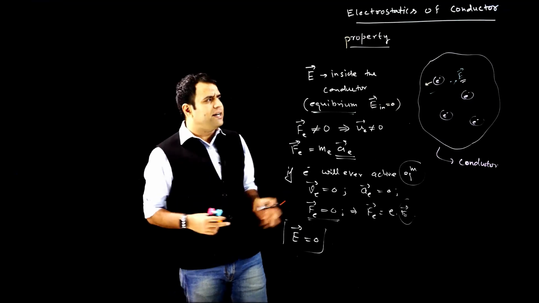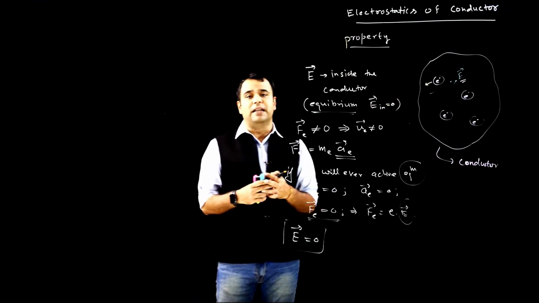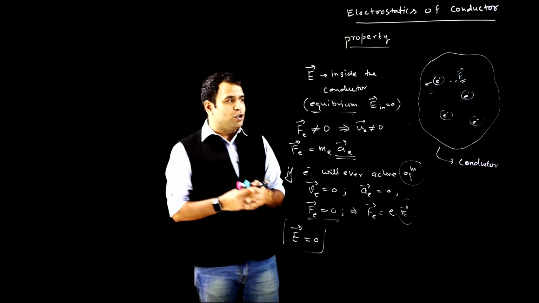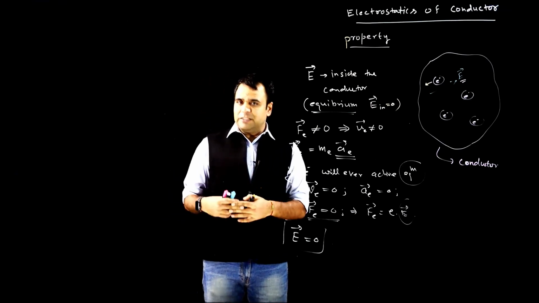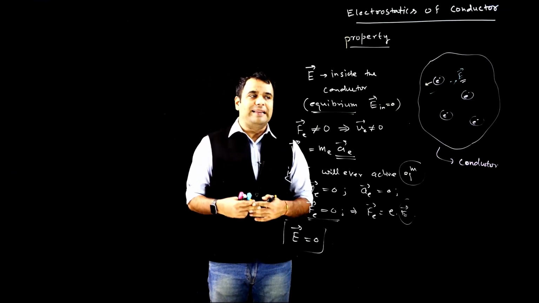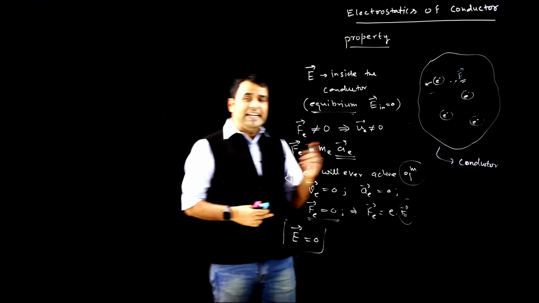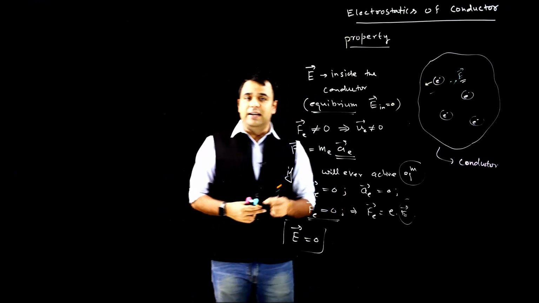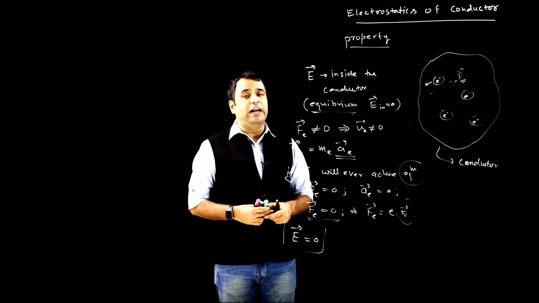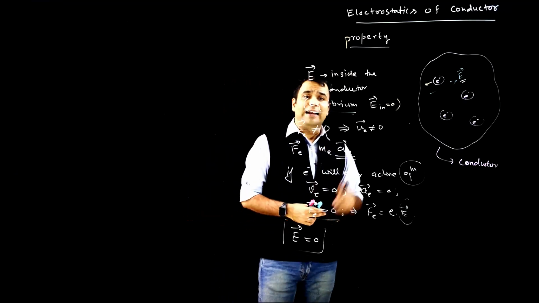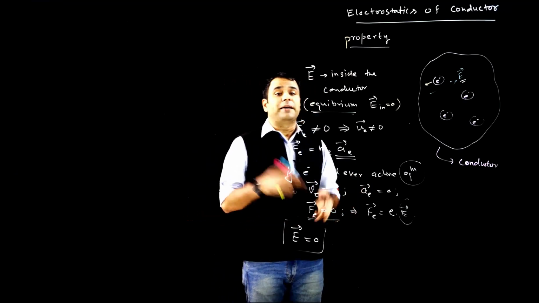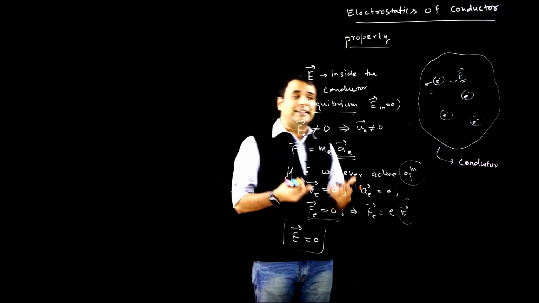Equilibrium means after a long time when the electrons will settle themselves in such a position so that the net force experienced by them will become 0. And at that point of time, at each and every point, the net field will be 0. And when I'm saying net field, I don't mean only the field created by the outside, but the field created by the inside also.